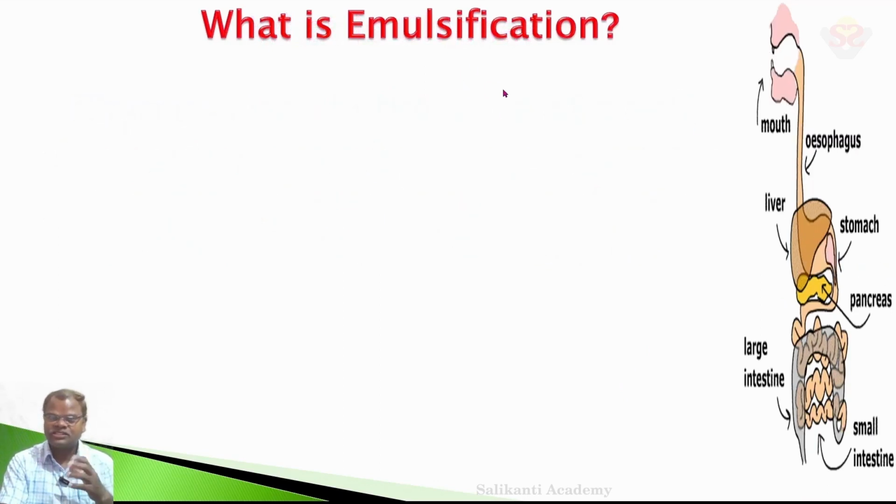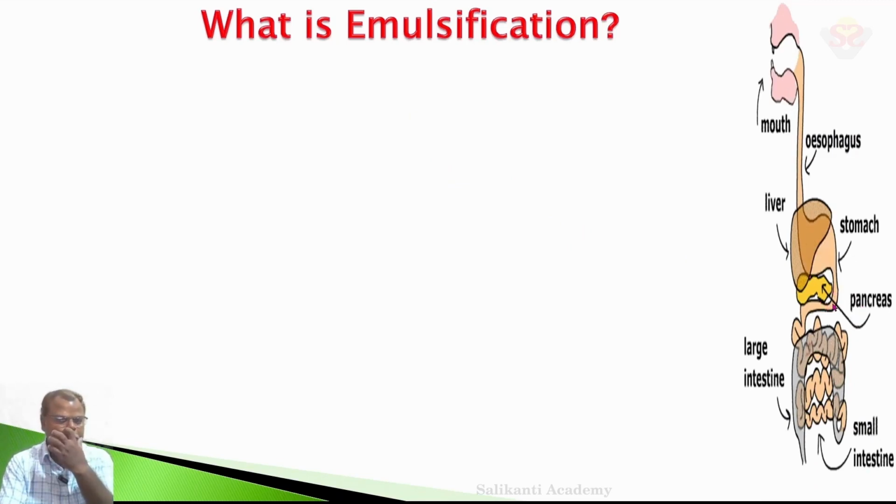What is emulsification? Emulsification is a process done by bile juice. Bile juice is produced in the liver gland. This bile juice does not have any enzymes. Even though bile juice does not have any enzymes, it helps in the digestion of fats. This bile juice breaks the fat molecules into small molecules. The process is known as emulsification.